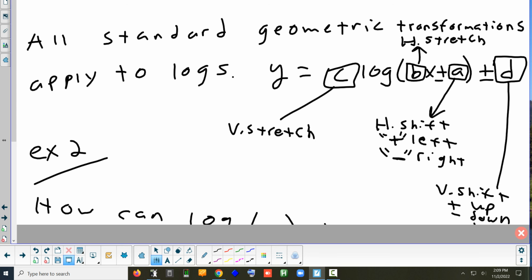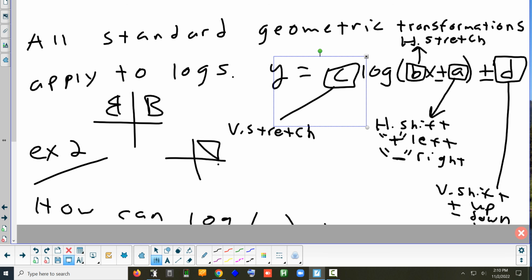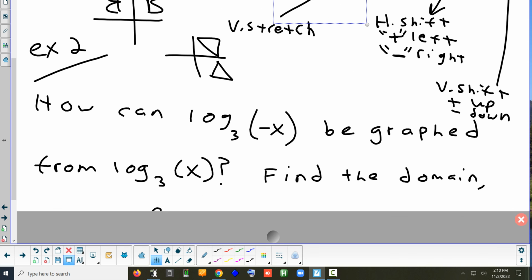Okay, one more thing about C and B. If they are negative, what does that cause your graph to do? Flip. If B is negative, that's a horizontal flip. Remember, horizontal flip looks like that. If C is negative, C has to do with vertical. It's a vertical flip. Vertical flip looks like that. All right. So let's look at a problem and see if we can identify the transformations. You could have up to six if you had both stretches, both shifts, and both reflections. That would be the most you could ever have. This one doesn't have nearly that many.